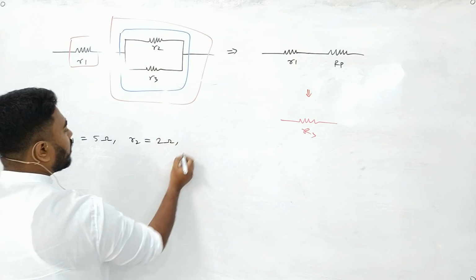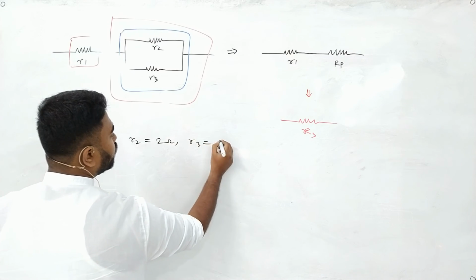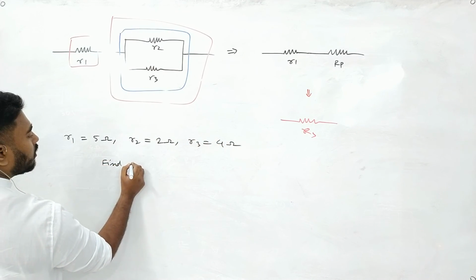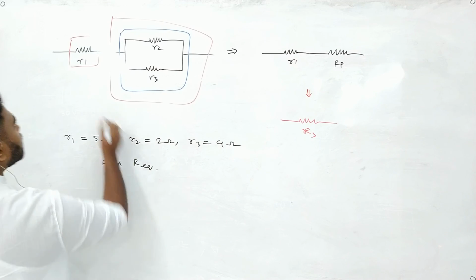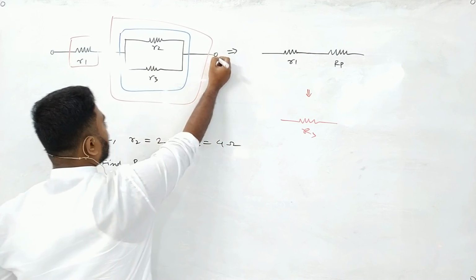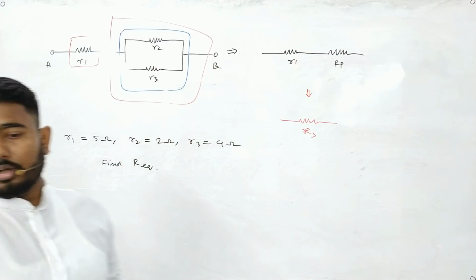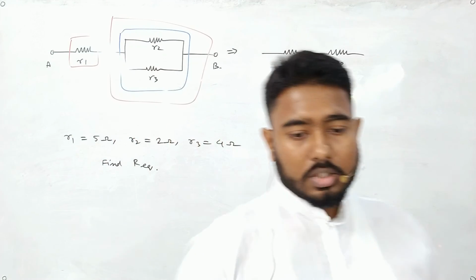Okay, now if R1 equals 5 ohm, R2 equals 2 ohm, R3 equals 4 ohm, find equivalent resistance across A and B. Do it. R equivalent across A and B. First do it.